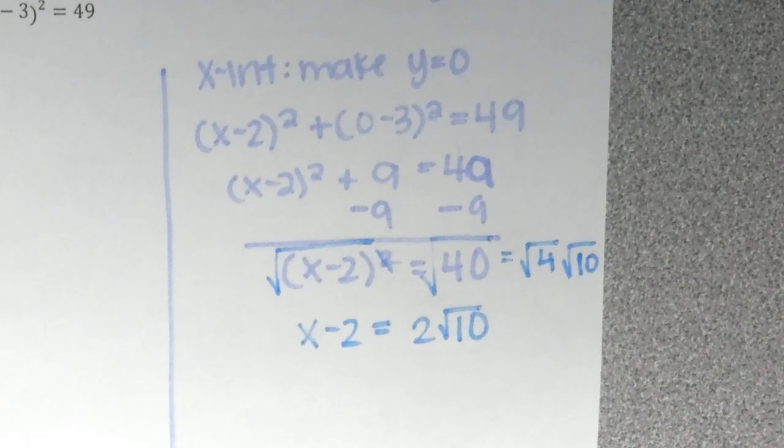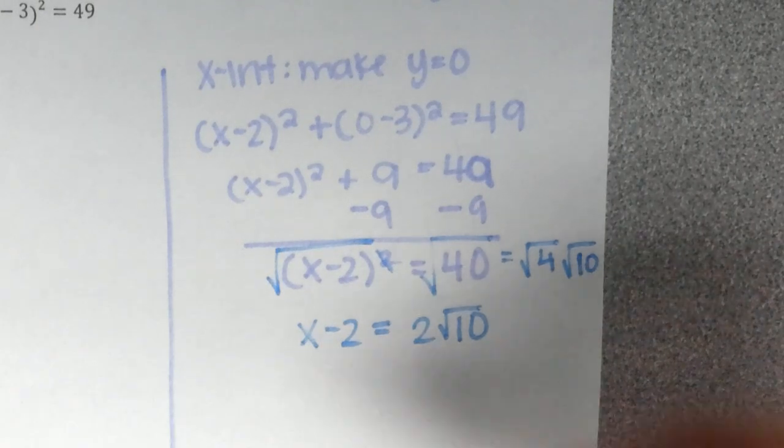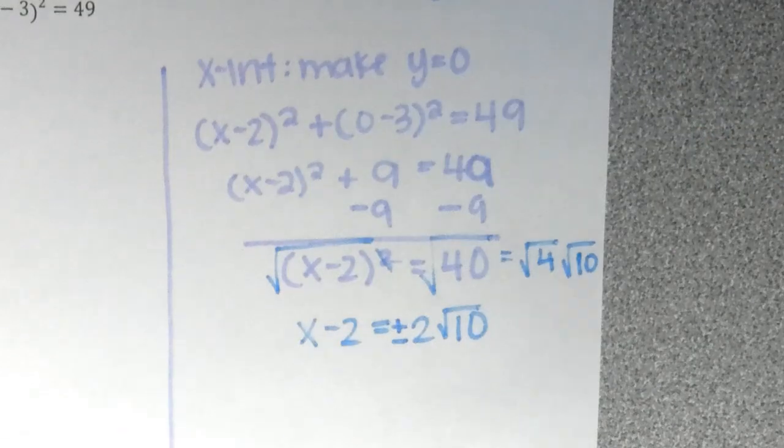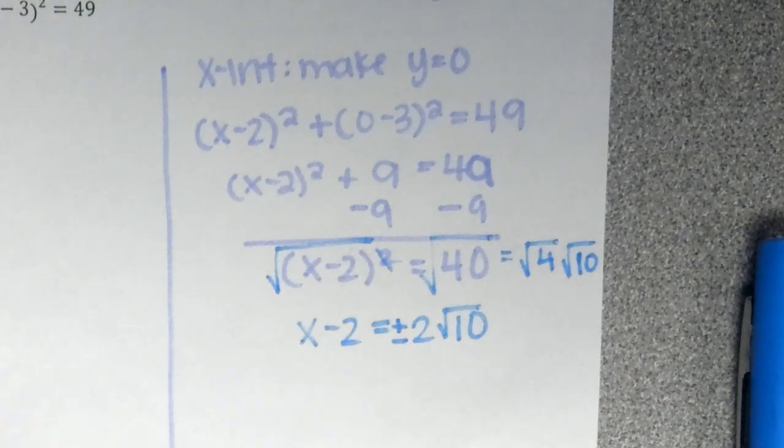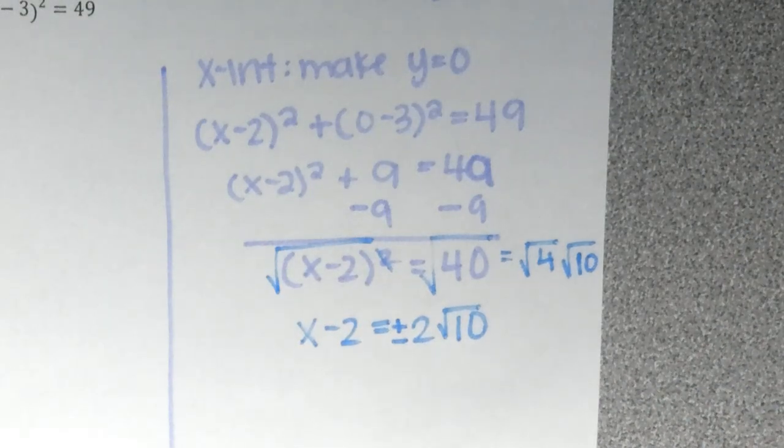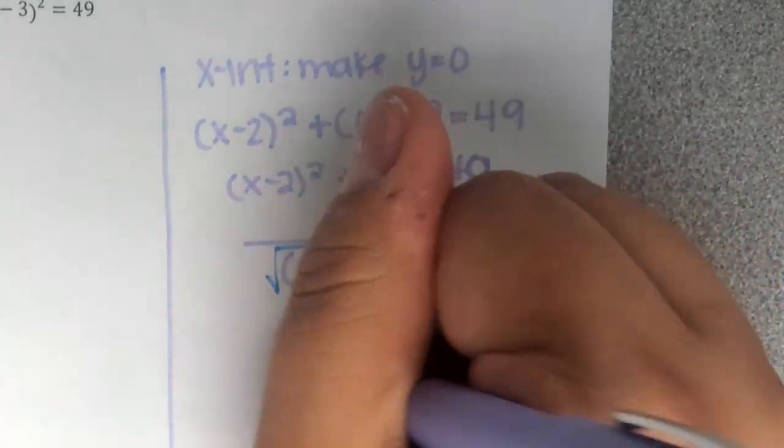But that's not right. Plus or minus. So 2 root 10 plus or minus. So now what do I got to do? Plus 2.